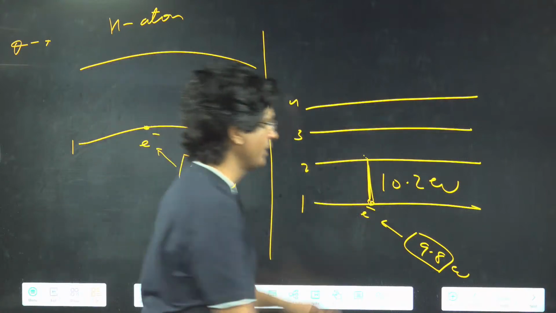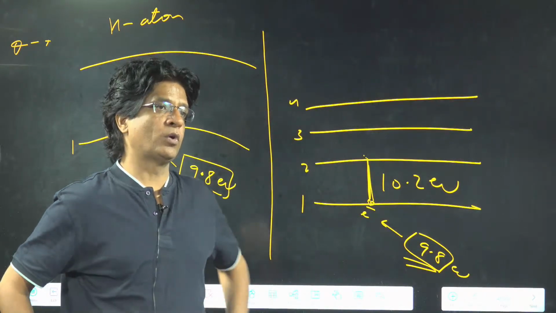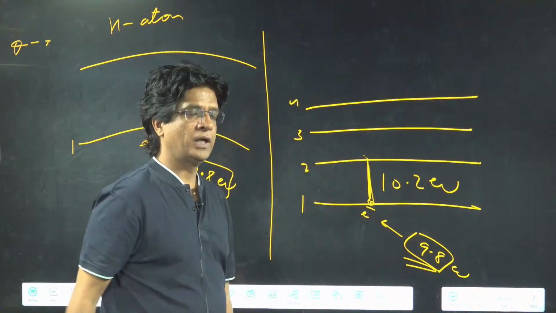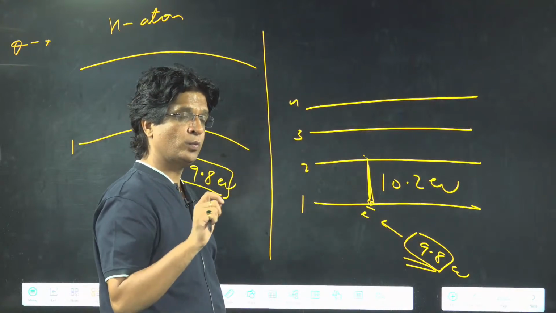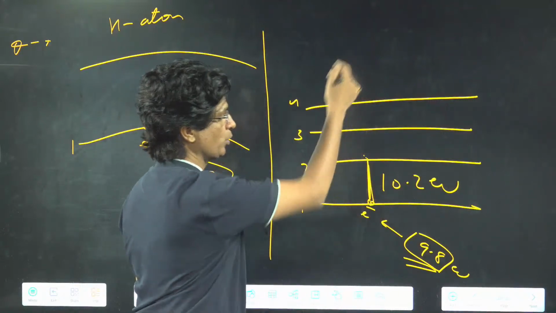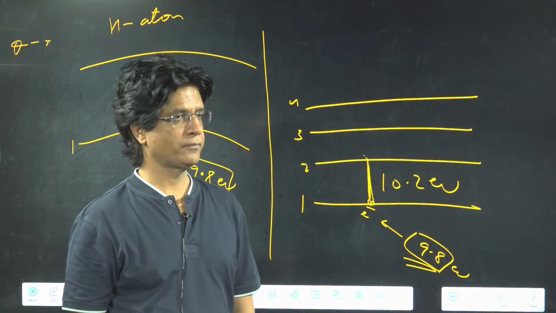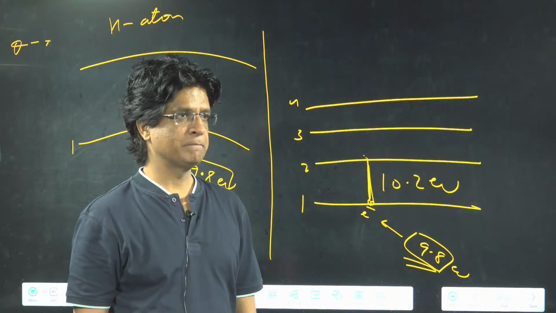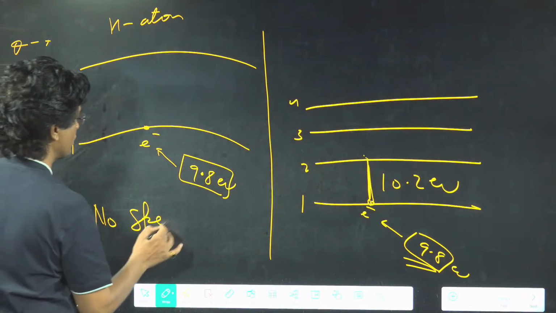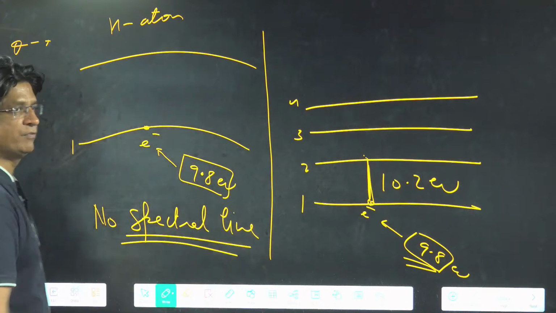That means this electron will not absorb this photon at all. This photon will simply pass by. The electron will absorb only the energies which are in this zone. Is that clear? So there will be no spectral line. The answer is: no spectral line will be formed.